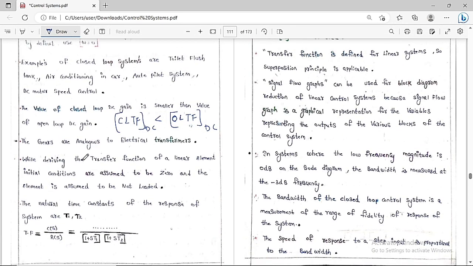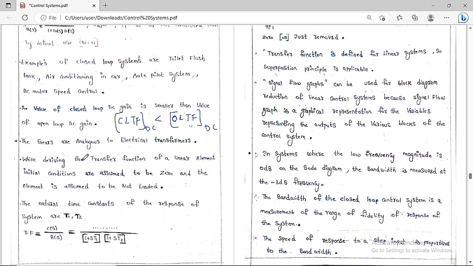The next one is: gears are analogous to electrical transformers. Whenever you compare the electrical system with the mechanical system, electrical transformers are analogous to gears. In the mechanical system we have gears, in the electrical system we have the electrical transformer; both are the same. In the case of electrical transformers, if you increase the voltage, then the current is going to decrease.